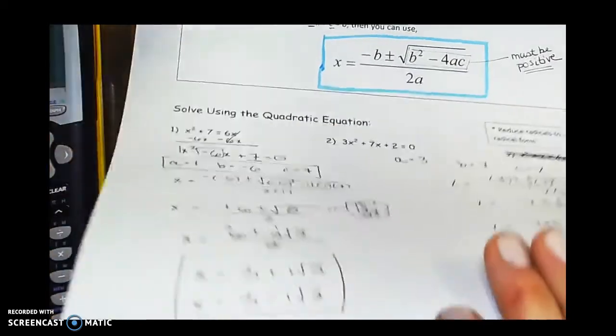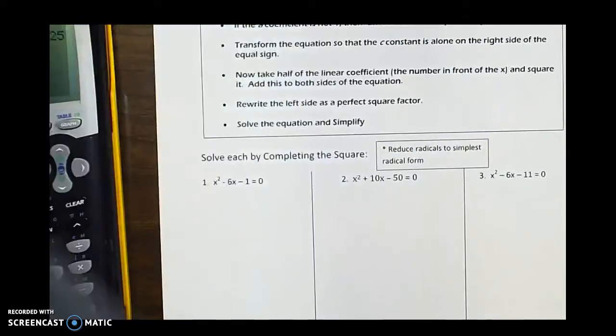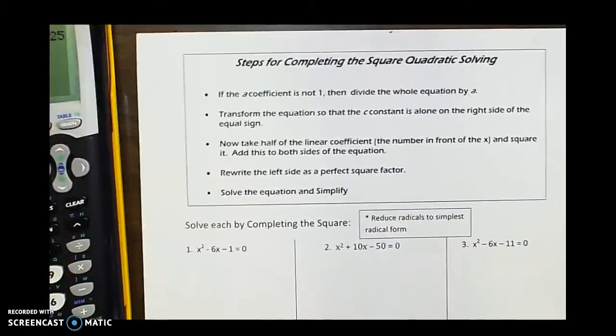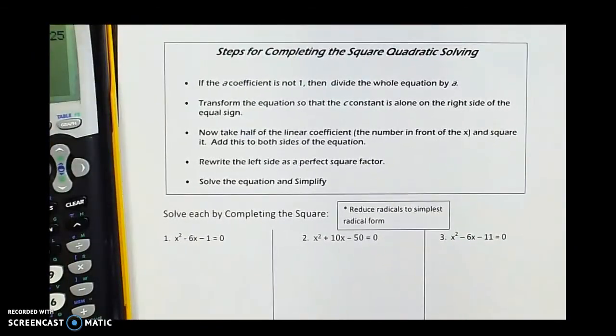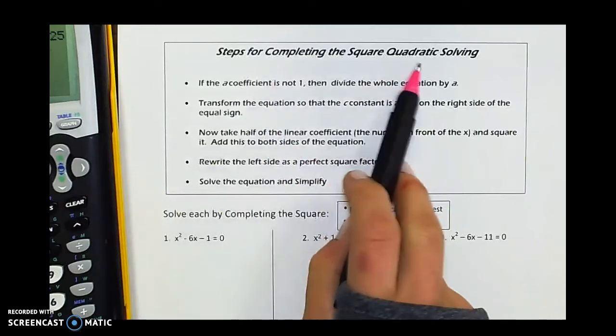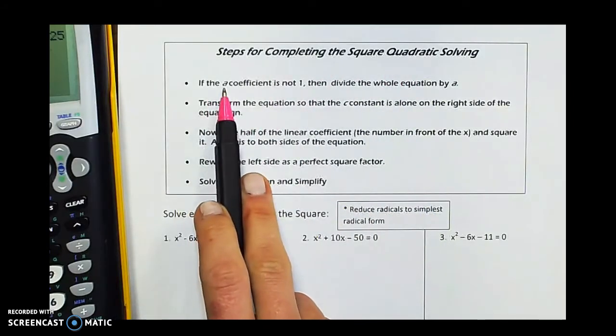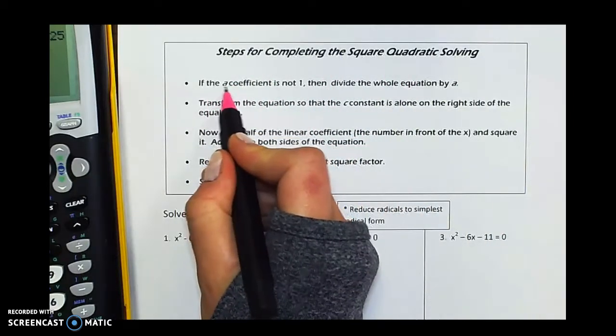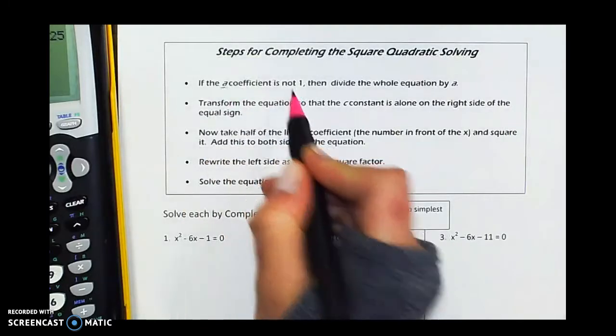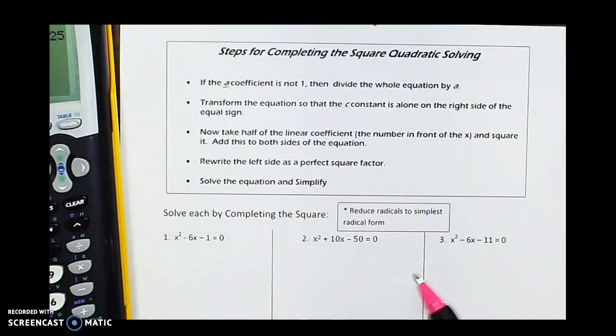All right, next up we're going to flip to the back. And now we're going to review how to solve using completing the square. All right, so steps for completing the square. Okay, you have to make sure your a coefficient is equal to 1. Okay, if it's not 1, then you're going to divide everything by your a value.